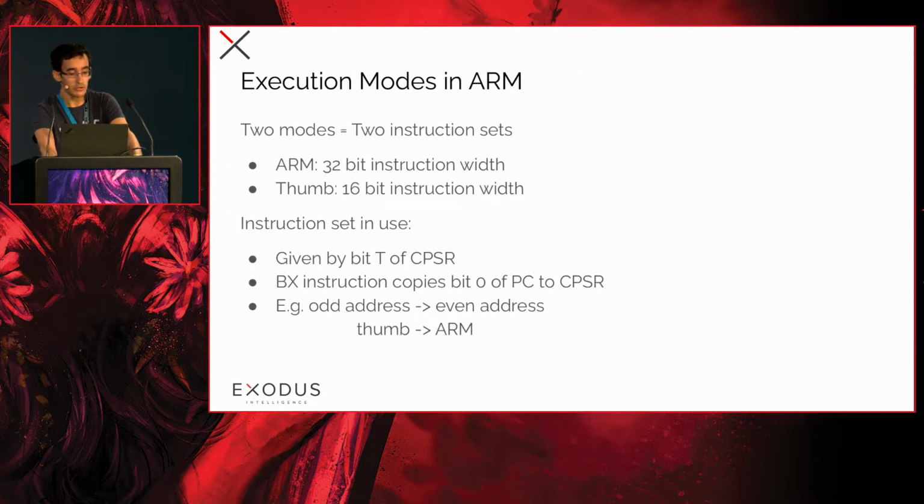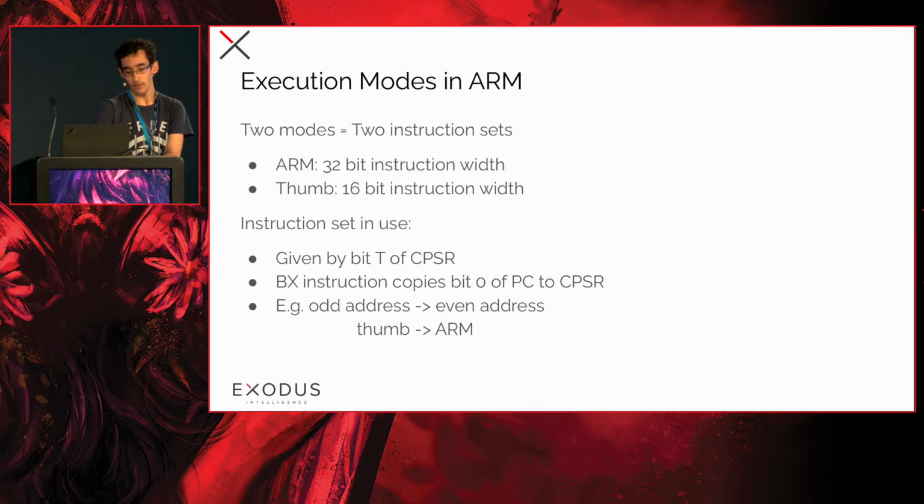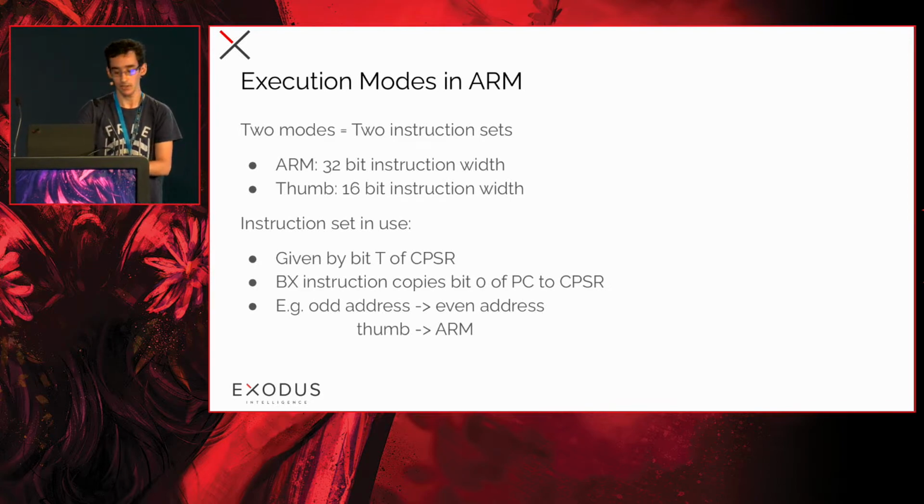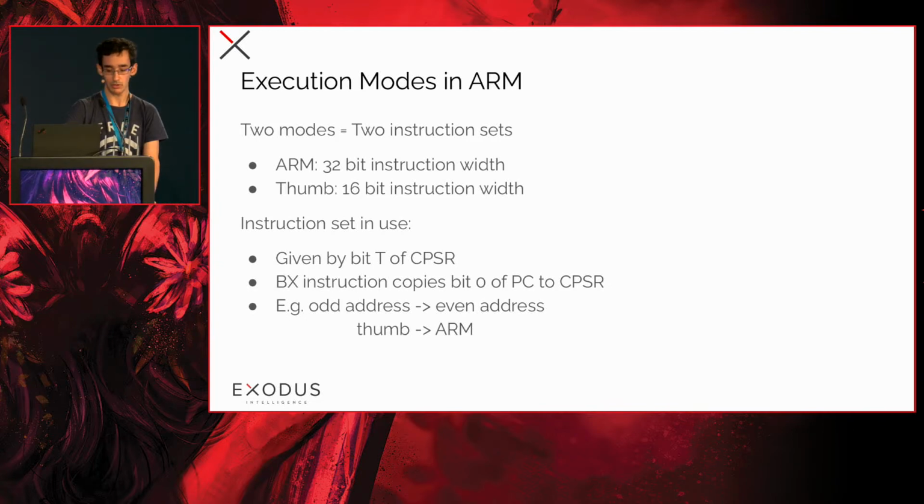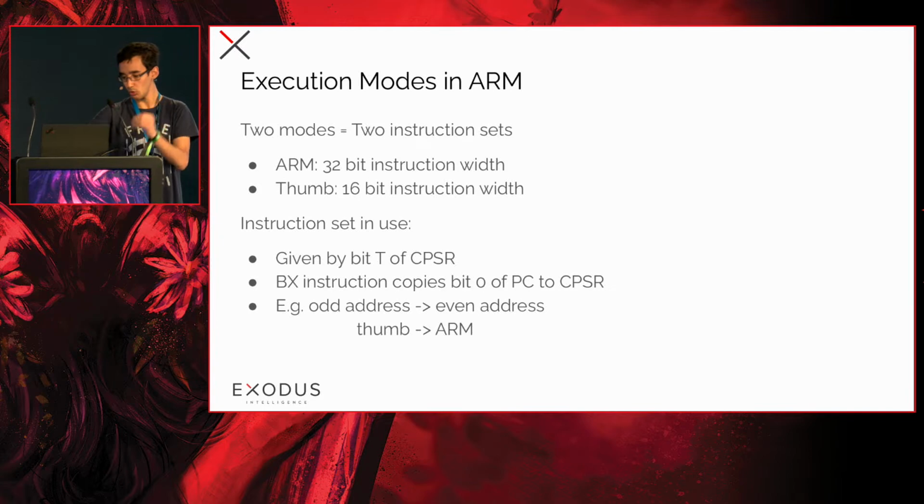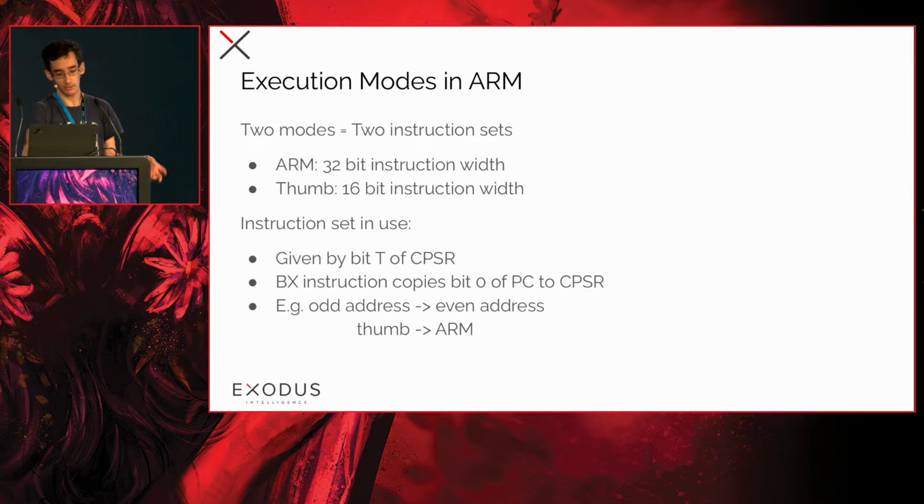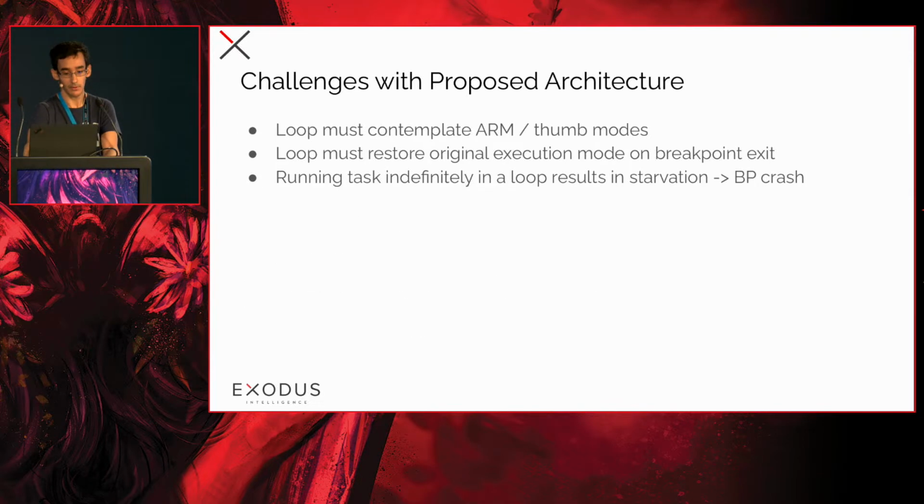We need to take into account that in ARM we have two instruction sets. These are ARM and Thumb, and the instruction set in use is always given by the bit T of the current processor status register. To alternate between these two instruction encodings, the branch instruction BX, and I think most of the branch instructions, are going to copy the bit 0 of the PC, of the program counter, to the current processor status register. So for example, if we're jumping from an odd address to an even address, the instruction set in use changes from Thumb to ARM, and vice versa.